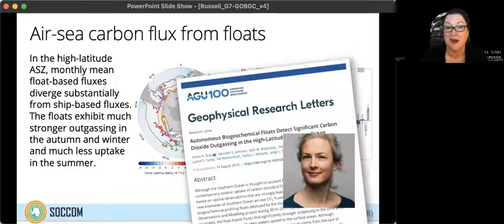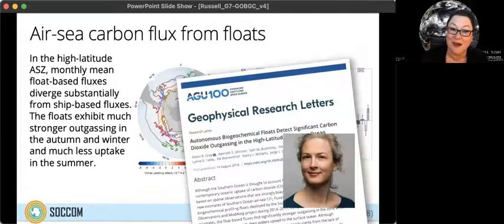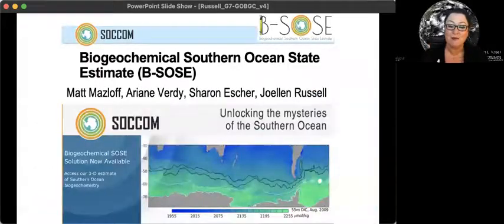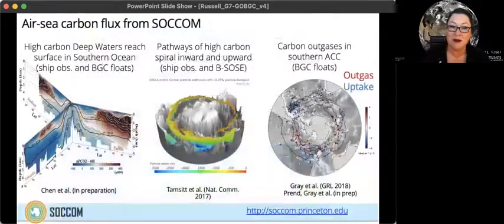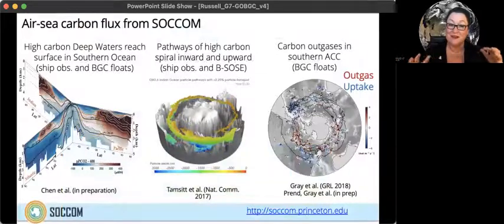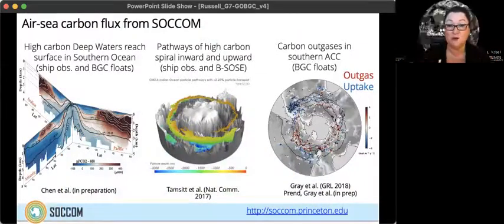And this is an amazing paper by Dr. Allison Gray, who's an assistant professor now at the University of Washington. And they're being assimilated into what Matt Mazloff and Ariane Verdy are calling the Biogeochemical Southern Ocean State Estimate, or BSOSE. And I'm going to talk more about BSOSE in a moment. But basically it's an ocean solution that is being nudged as close as possible to what is really happening by the observations available, like our floats.